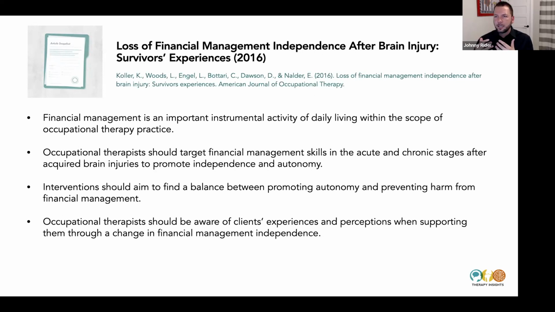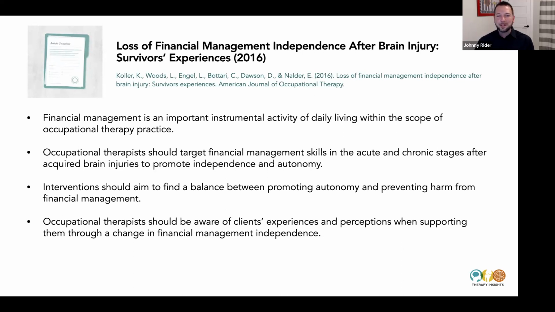And I appreciate that they all reported that, because that's what we talk about in OT all the time, right? How do we grade activities? How do we slowly work our way up for them to regain control? So this article helps us recognize, one, that financial management is a very important IADL, and it is within the scope of our practice. As we just mentioned, we should be doing this more, and it's a way to address functional cognition. We should be targeting financial management skills in all stages, the acute and the chronic stages after brain injuries, because by doing so, we can promote independence and autonomy.